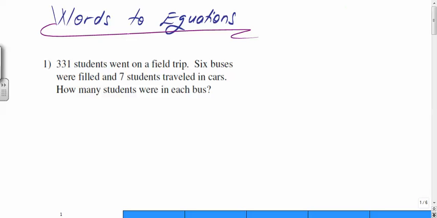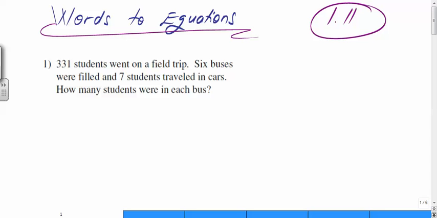Here we are, words to equations, algebra 1. You guys should be working right now on quiz 1.11, and obviously if you're not there, make sure you're completing all the work so far, right?